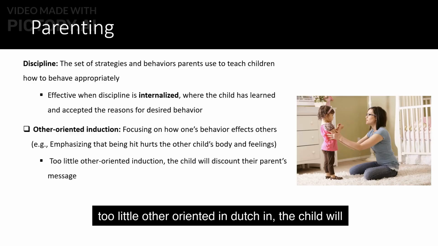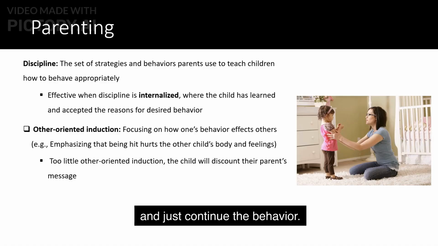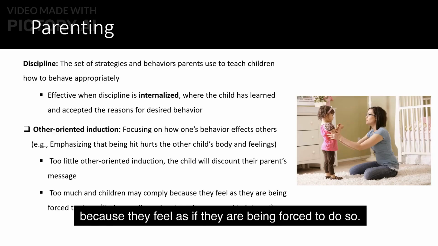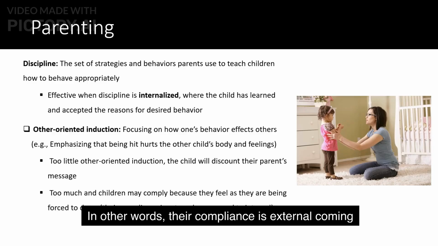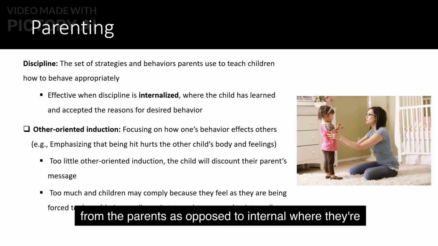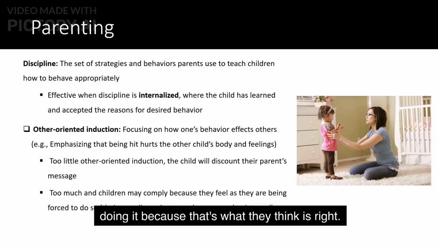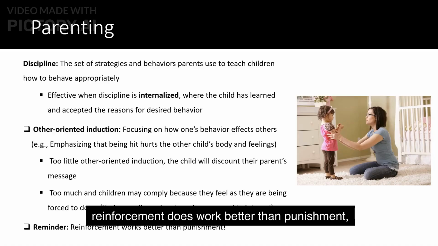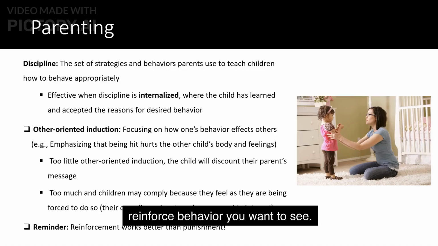When there is too little other-oriented induction, the child will discount their parent's message and just continue the behavior. But when there is too much, children might comply because they feel as if they are being forced to do so. In other words, their compliance is external, coming from the parents, as opposed to internal, where they are doing it because that's what they think is right. And just as a reminder from previous lectures, reinforcement does work better than punishment. Punishment is needed, but it is more effective to reinforce behavior you want to see.